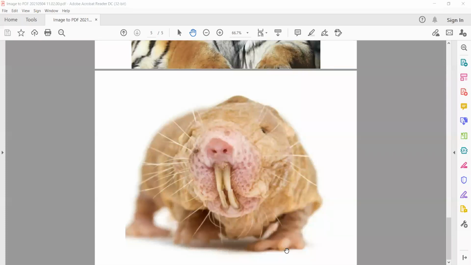Like here is given: incisor used for biting and cutting food. Canines are used for piercing and tearing food. Premolar and molar are used for chewing and grinding food. So that is your homework. Okay, clear?